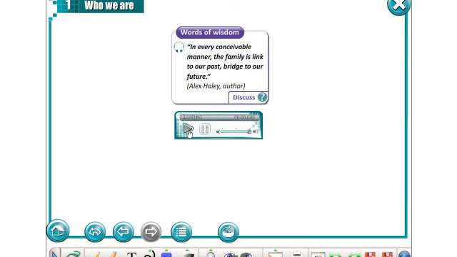But now listen to this in order to help you think correctly. This is an important quote which highlights how crucial families are to society. It draws attention to the fact that families play an important role in understanding our past, as well as shaping who we will be in the future.